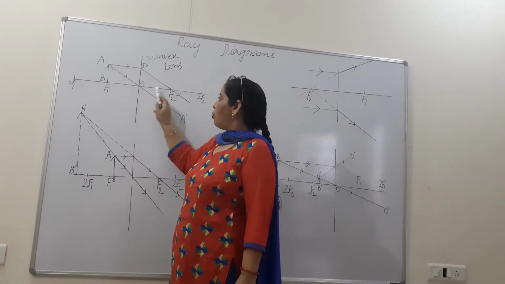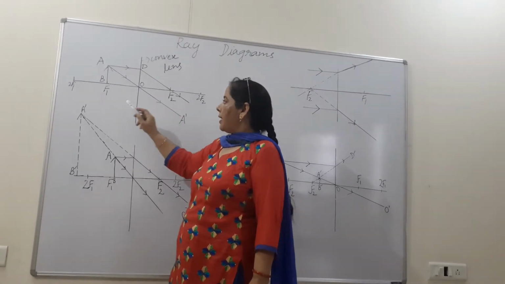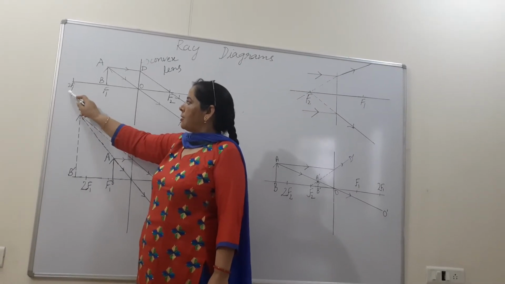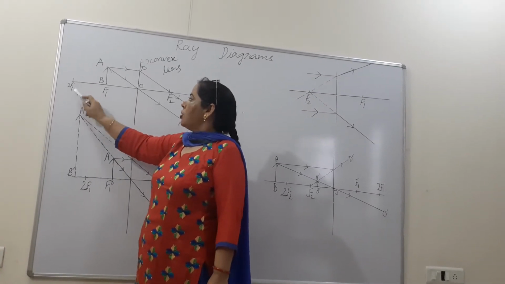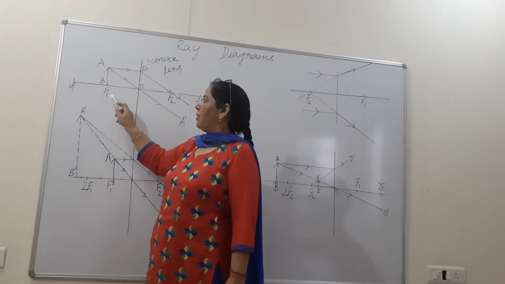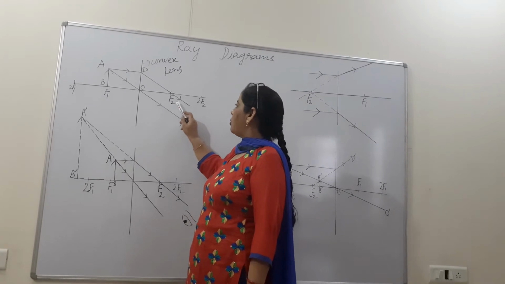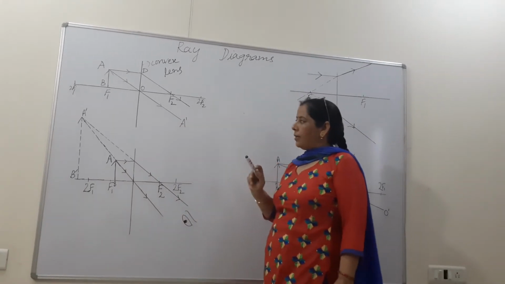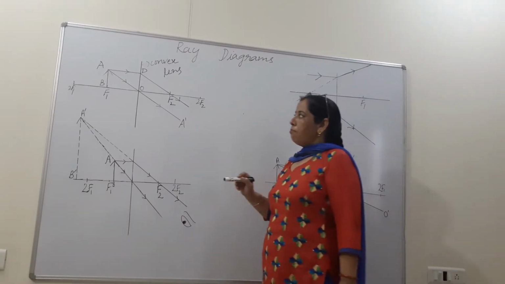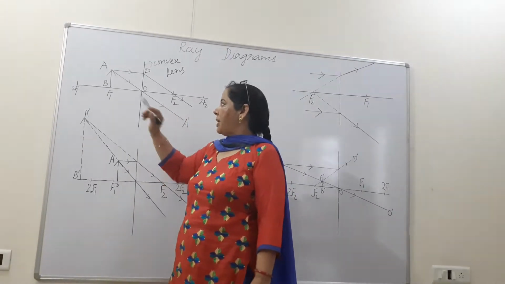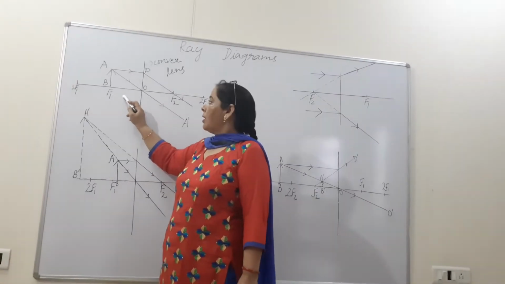OF1 should be equal to OF2. In the same way, the distance between F1 and 2F1 should be equal to the distance OF1. Similarly, OF2 should be equal to the distance between F2 and 2F2. Then, whatever position they tell us for the object, we will situate the object there.